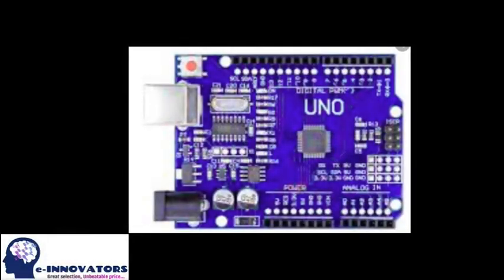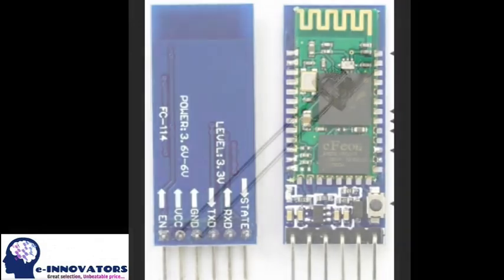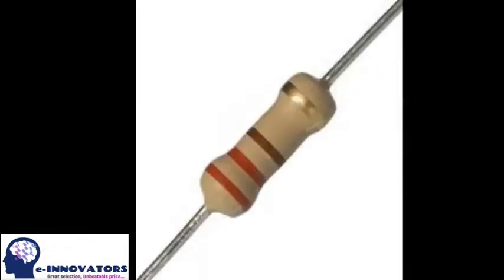To build the circuit, the components required are Arduino UNO, HC05 Bluetooth module, LED, 200 ohms resistor and a breadboard.